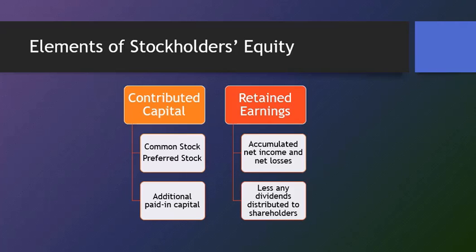The other category is retained earnings. And retained earnings are essentially a company's accumulated net income and net losses from the inception of the company, less any dividends that have been distributed to shareholders. Now, what you'll actually see for some companies, they may actually carry a negative retained earnings balance. If a company has negative retained earnings, it will typically be listed as an accumulated deficit. Okay.